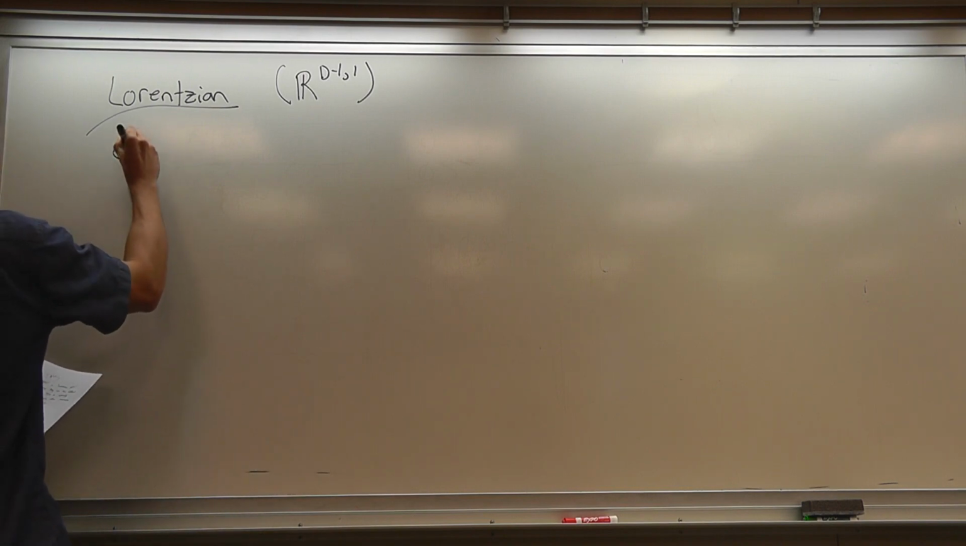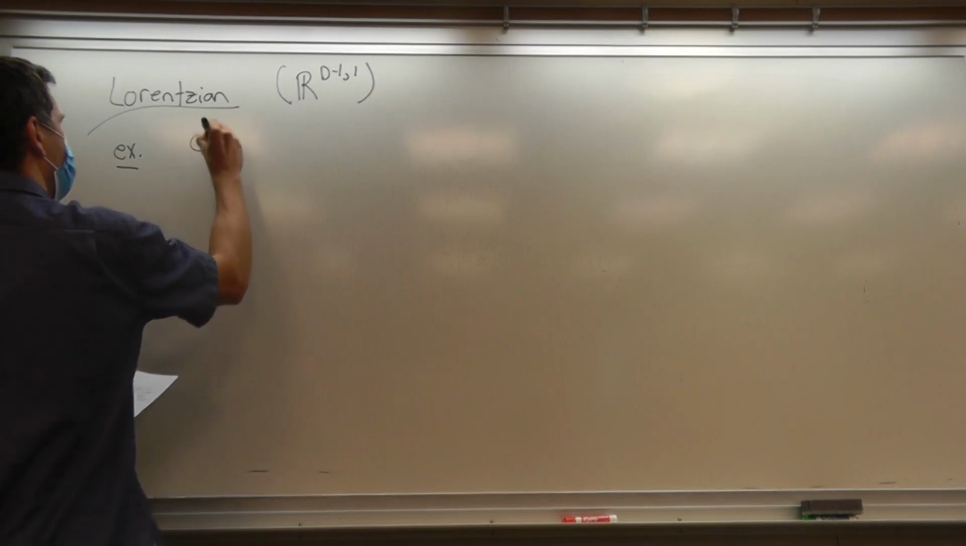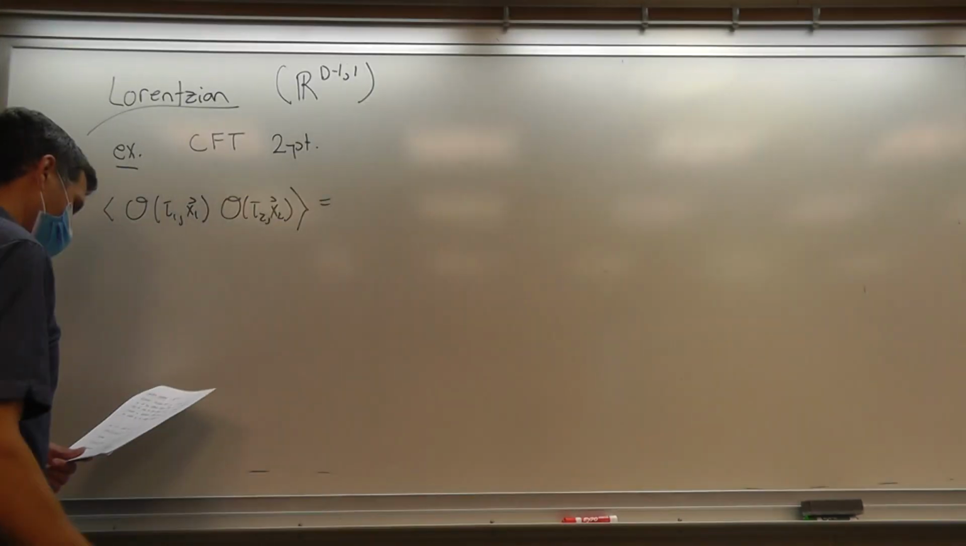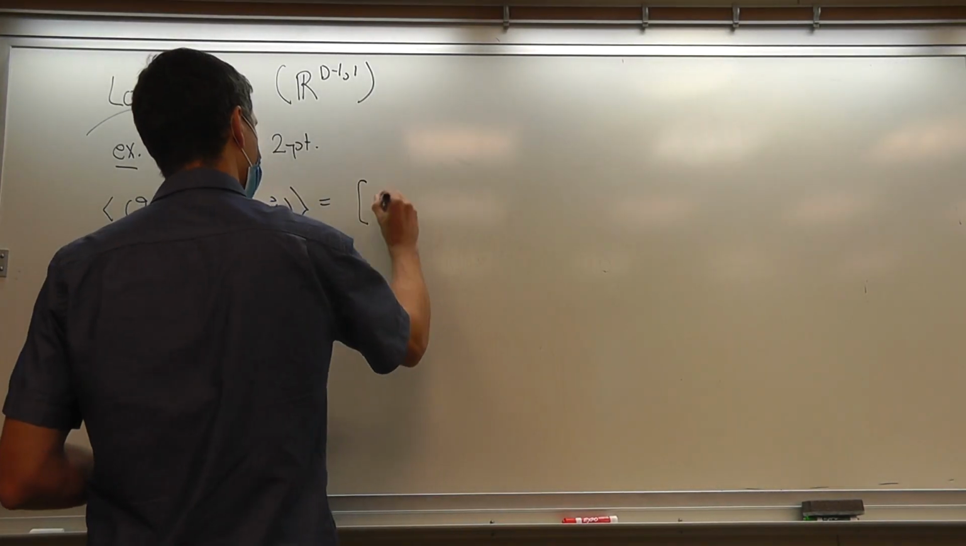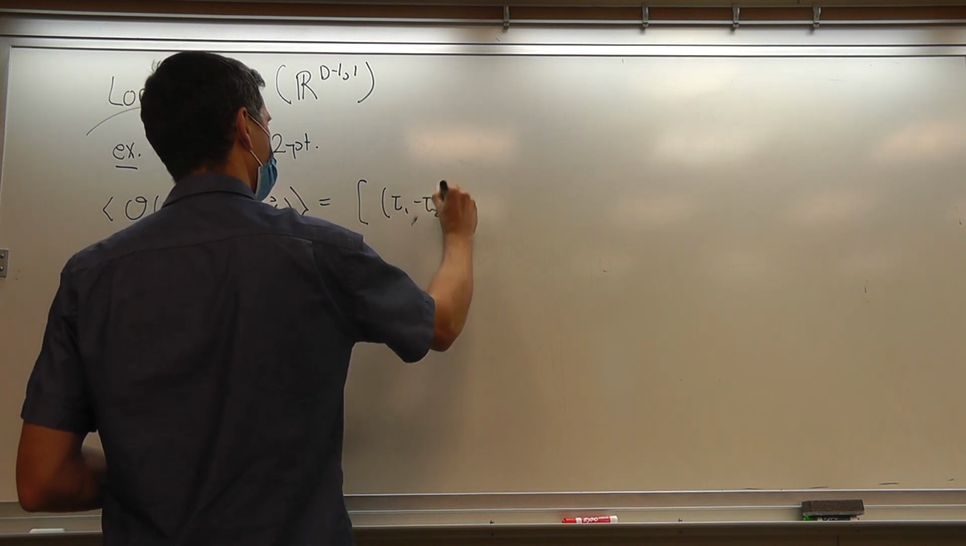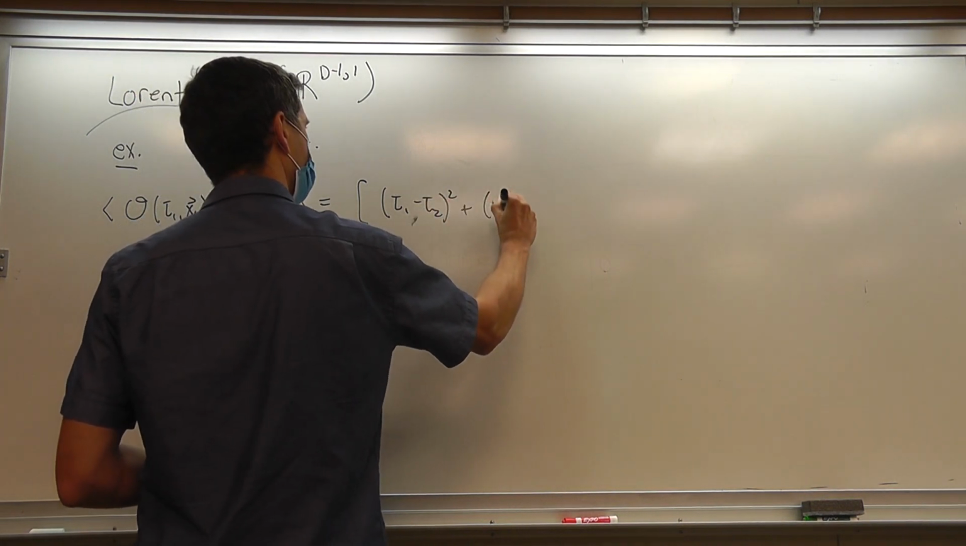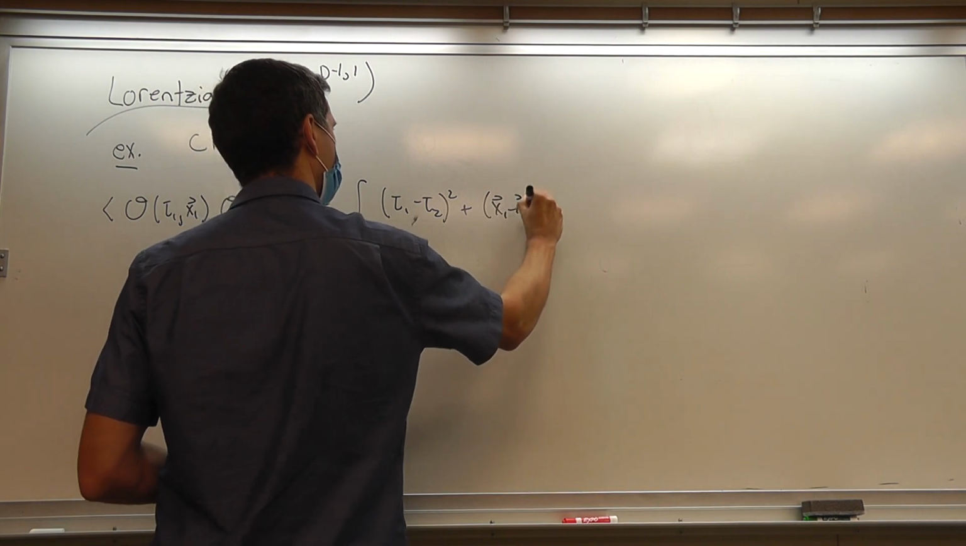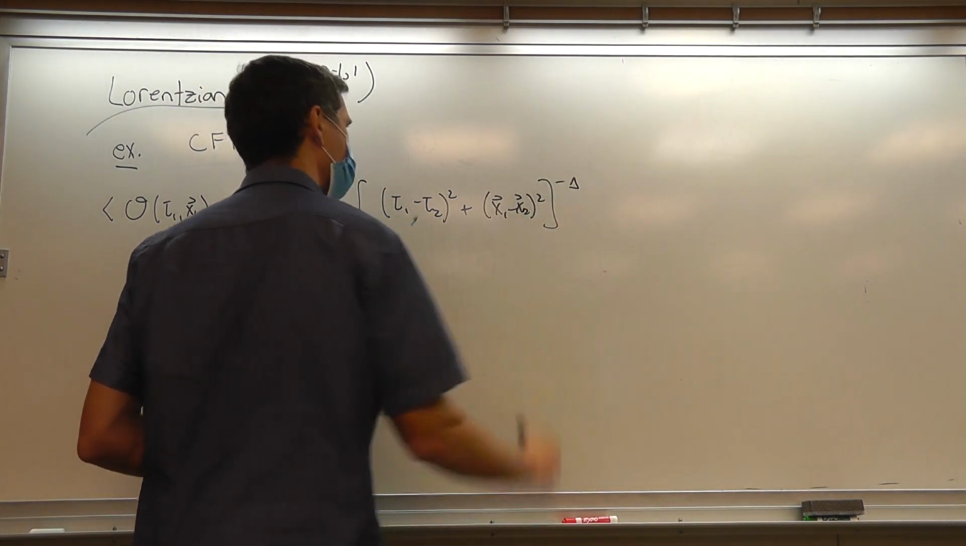I'm going to start with an example, which is our CFT two-point function that we had a few minutes ago. Let me write it again. It was O of tau 1 x1, O of tau 2 x2, which was the distance squared. I'm just separating out space and time now. So tau 1 minus tau 2 squared plus x1 vector minus x2 vector squared to the minus delta.